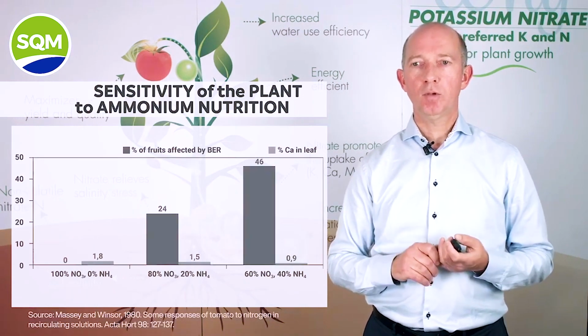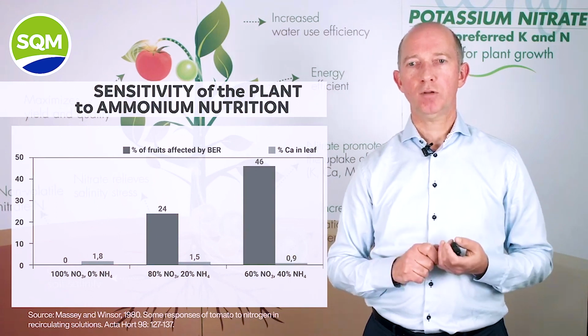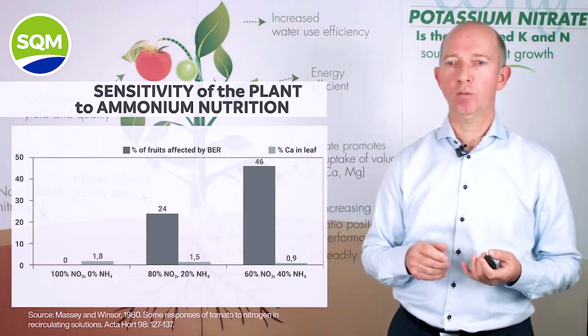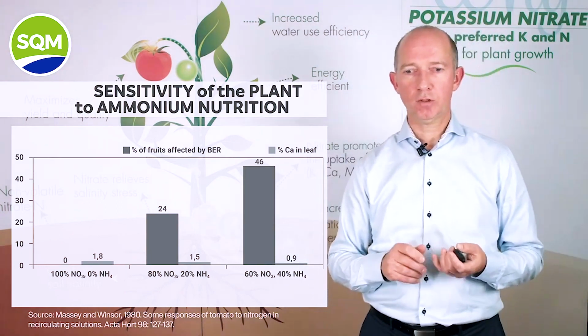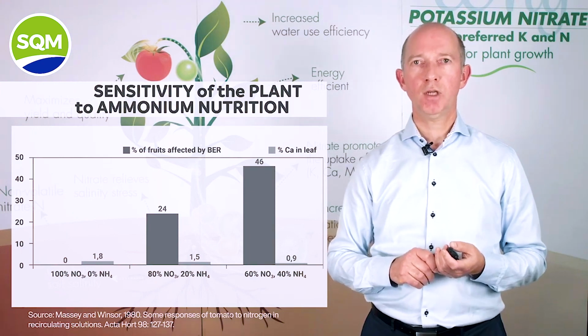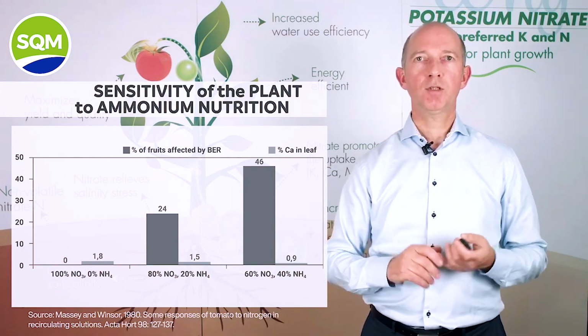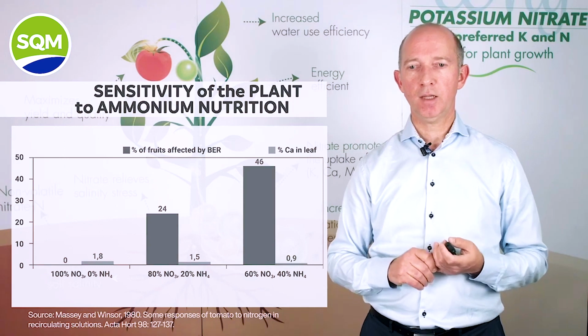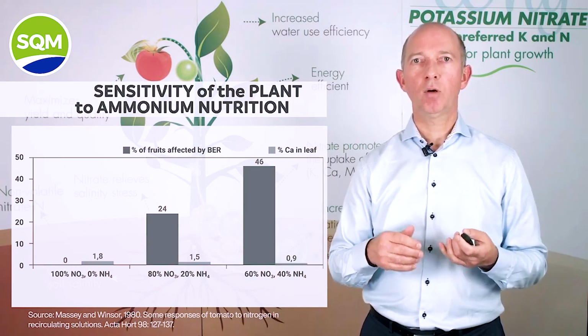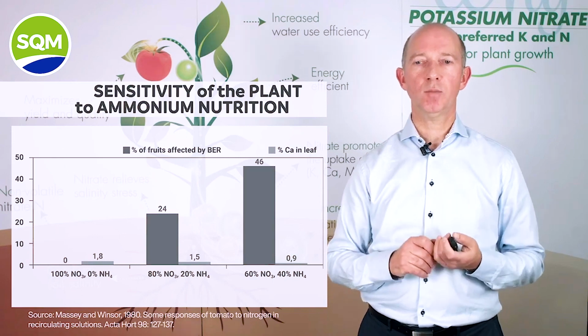Excess of ammonium will increase blossom end rot and at the same time reduce the leaf calcium content in tomato. This was shown by a study by Messi et al. The reference is at the bottom. You can see that when 100% of the nitrogen is applied as nitrate, there was no blossom end rot, and at the same time there were 1.8 units of calcium in the leaf.